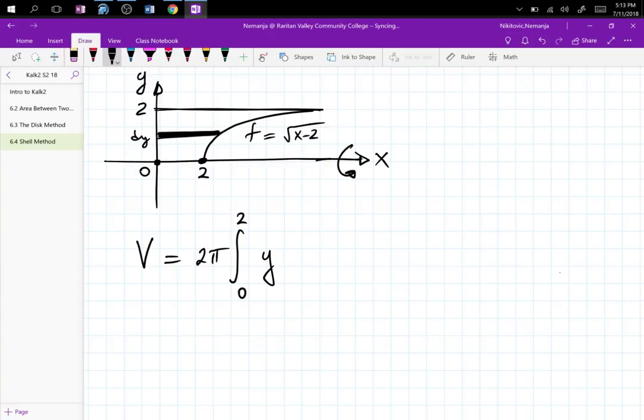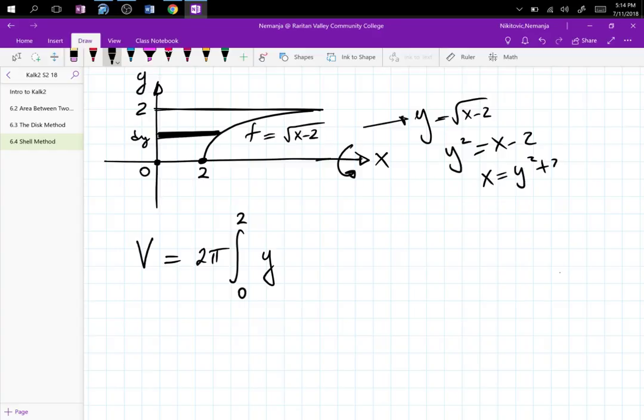And the height, and in this case actually the length of the formula is, well, you can't put the square root of x minus 2, because your formula has to be given in terms of y. So you have to massage this. y equals square root of x minus 2, y squared is equal to x minus 2, x is equal to y squared plus 2, and that is what goes in here.